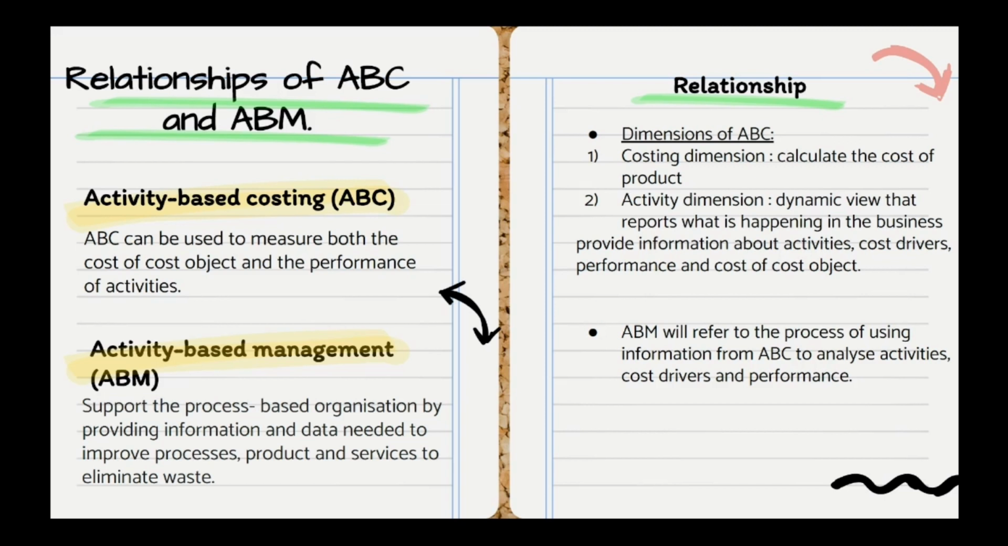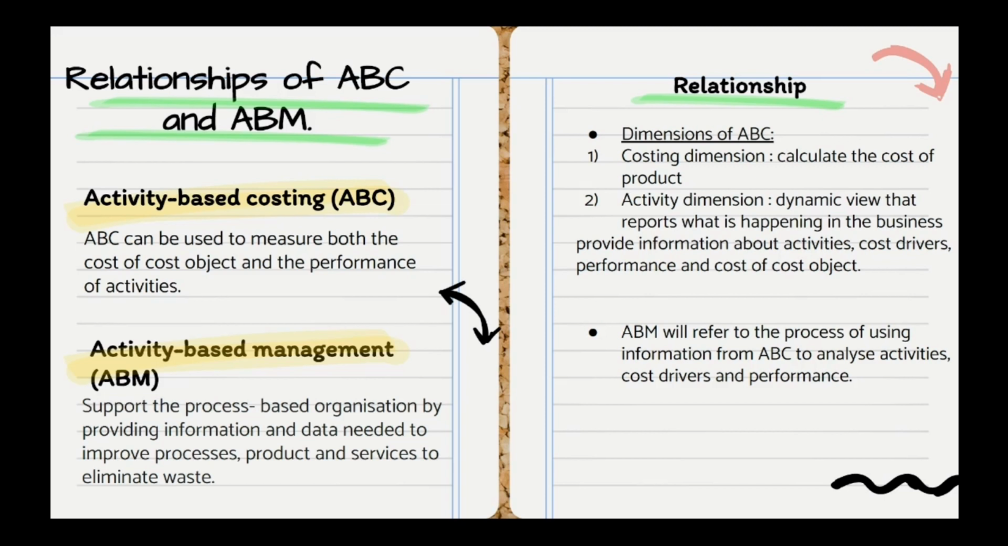The relationship between ABM and ABC is that they are interrelated methodologies. ABM can be influenced by the information received from the ABC process. ABC can have two dimensions, which are costing and activity management. The costing dimension is used to calculate the cost of a product, while the activity management dimension is a dynamic view that reports what is happening in the business.